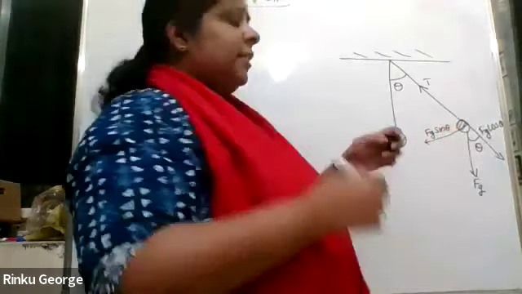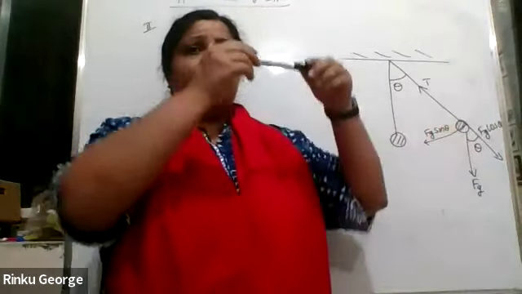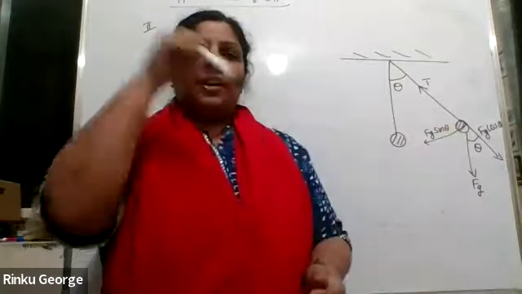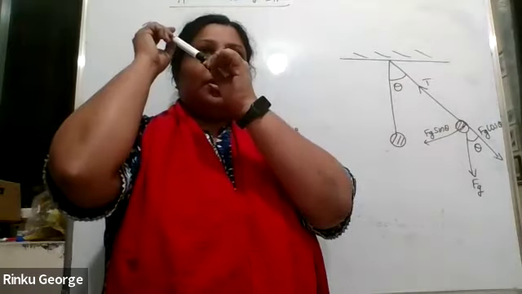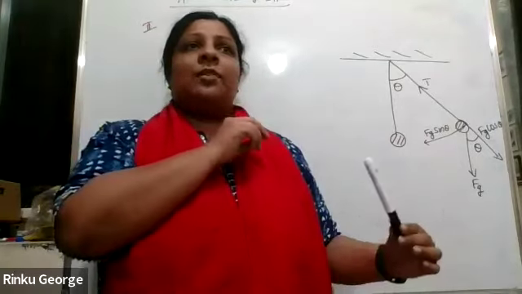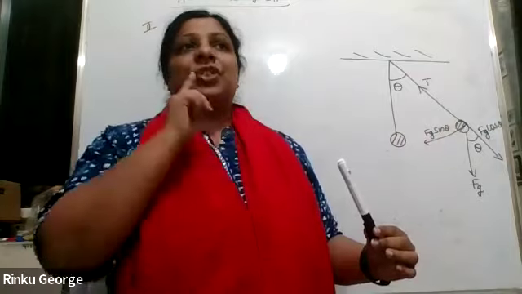From the diagram, what is clear? The simple pendulum moves to and fro. Is it moving up and down? No. If tension was more, it would have gone up. If Fg cos theta was more, it would have gone down. Both cancel each other.